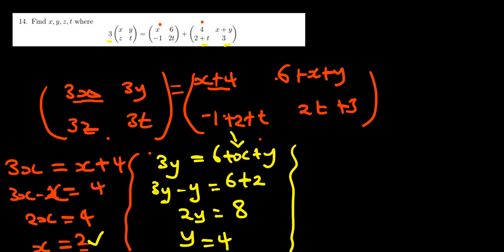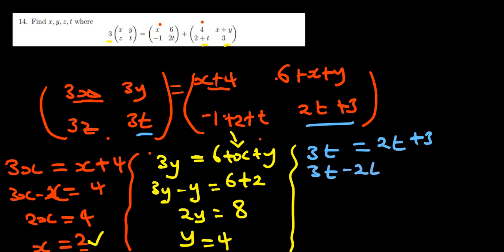Okay, and then let's find the value of t. We start with the t there, so we're saying 3t equals 2t plus 3. Like terms together, it will be 3t minus 2t equals 3. So this here will be t equals what? 3.